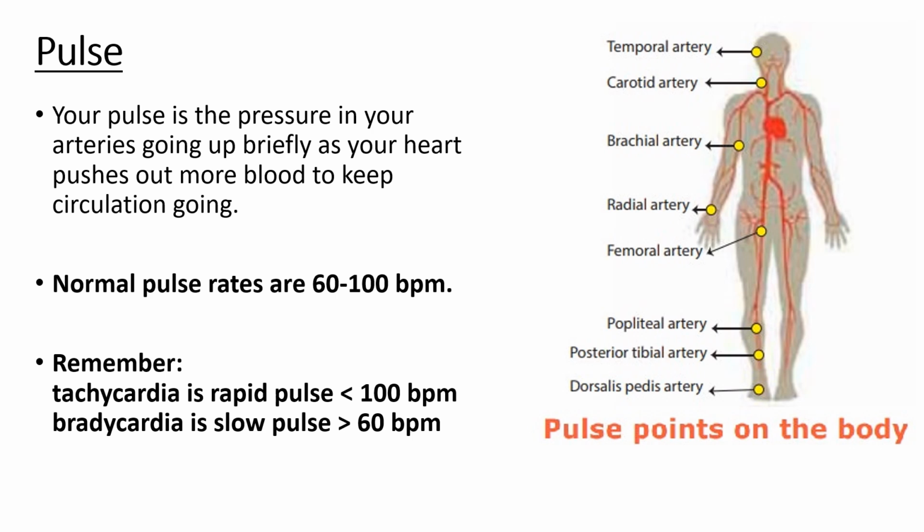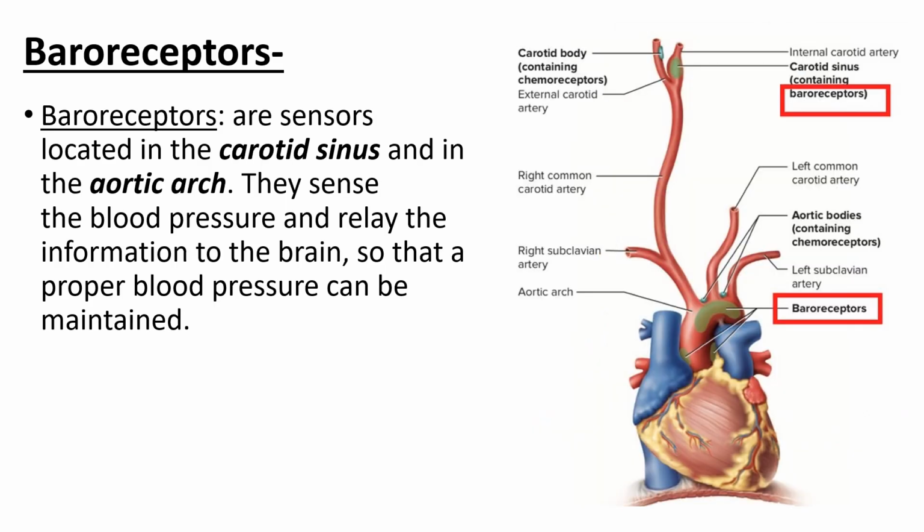All right, pulse. So your pulse is the pressure in your arteries going up briefly as your heart pushes out more blood to keep circulation going. We want to note that normal pulse rates are between 60 and 100 beats per minute. And just a reminder from our heart chapter previously, tachycardia is anything above 100, and bradycardia is anything below 60 beats per minute. And a little picture here just showing us some of the places you can get someone's pulse pretty readily. The radial, of course, and the carotid are probably the most commonly used areas to assess the pulse.